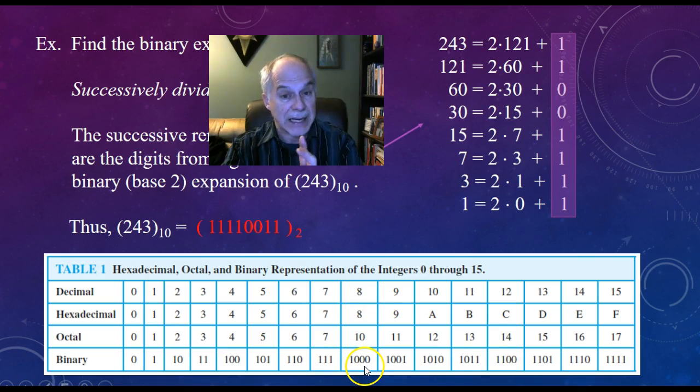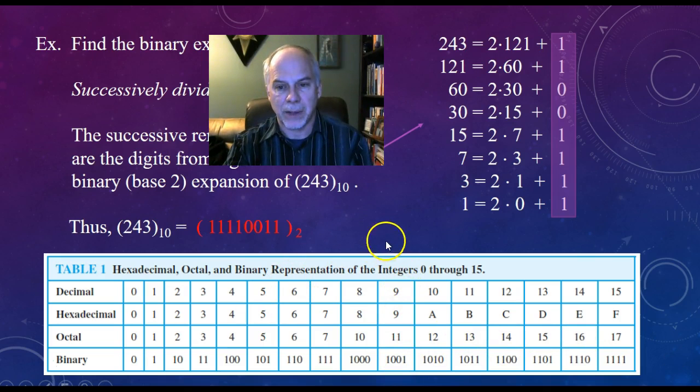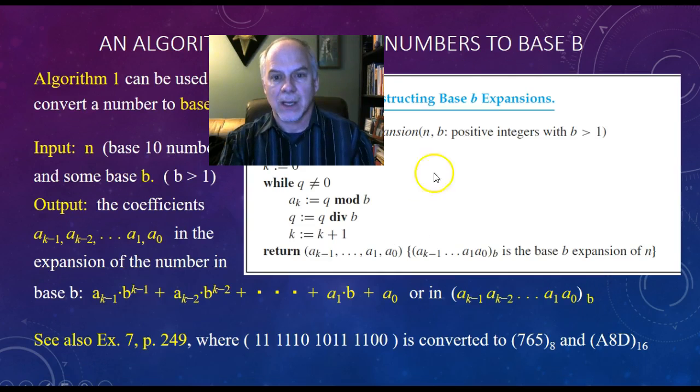And then to represent 8, you need 4 digits, because that place value represents 2 to the third power. 2 to the third power is 8. So that's 1 eight and nothing else. 1 eight and 1 one makes 9, etc. So you can follow this and perhaps refer to it.